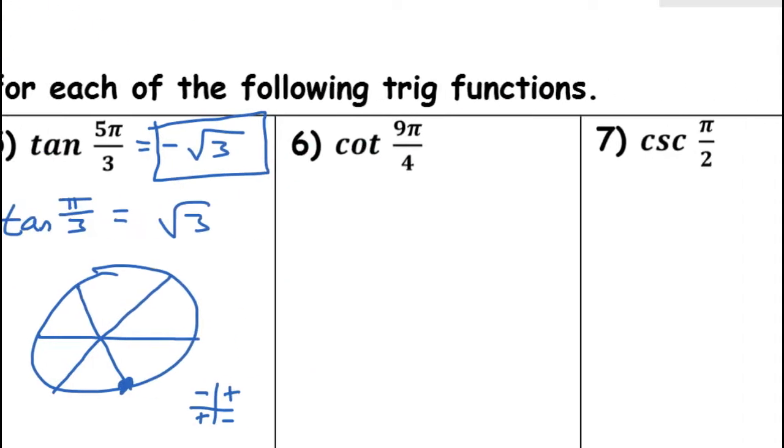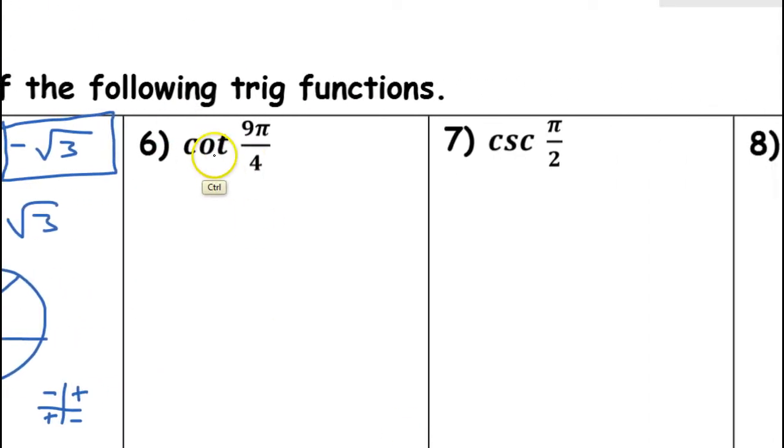Okay, look at number 6. Cotangent. So first of all, cotangent is the reciprocal of tangent. So what we really will wind up doing is we'll find the tangent of 9 pi over 4. And then whatever the answer to that is, we'll take the reciprocal of it. We'll turn it upside down, and that'll give us the cotangent. Well, if I want to know the tangent of 9 pi over 4, first I'm going to consider the reference angle. What is the tangent of pi over 4?